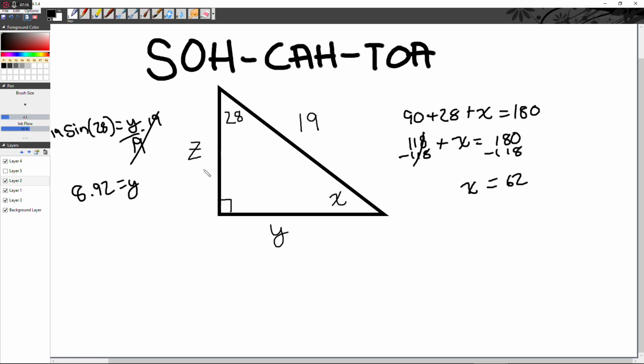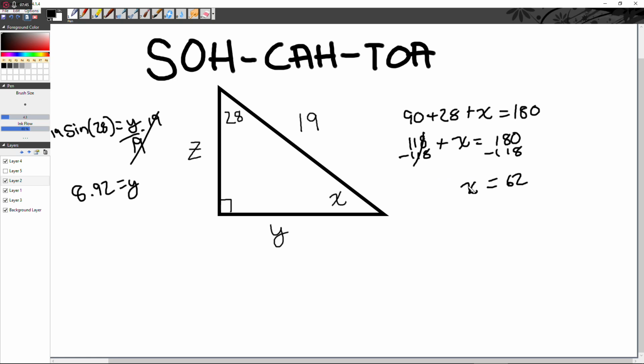Yes. However, if you're using y, you can't actually use 8.92 because that's our rounded version. We got to actually use the whole thing, which is a really long decimal. So I'm actually just going to use trig again. I'm going to use my angle that's given and my side that's given. I'm looking at z. If I'm looking at 28, z is the adjacent, and 19 is our hypotenuse. Adjacent and hypotenuse means that we will use cosine.